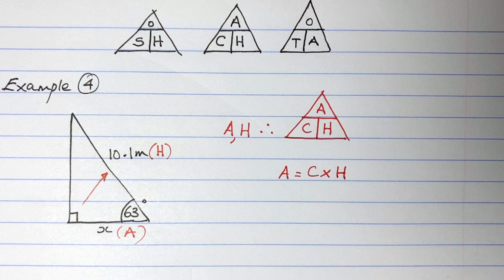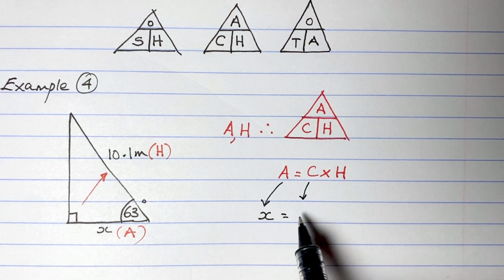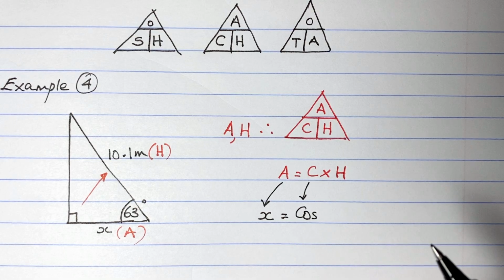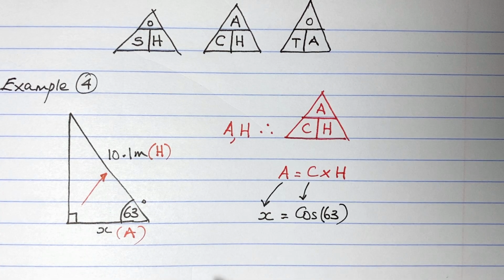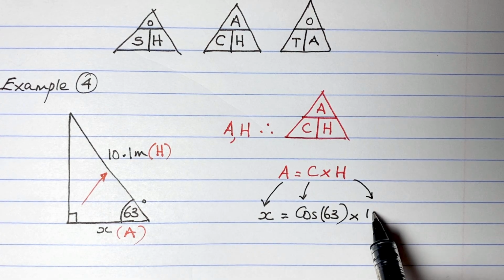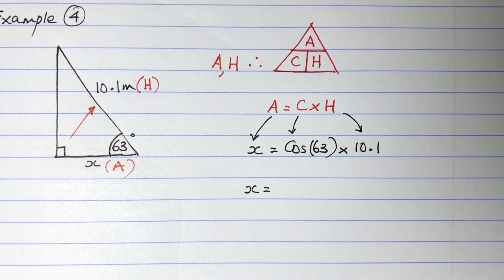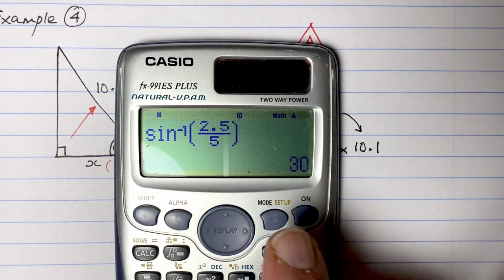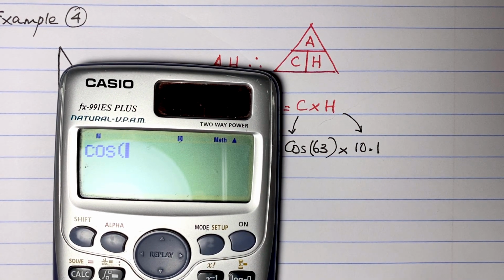I'm now going to replace. A was labeled letter X, could be labeled any letter. C is cos of a certain angle. C for cos, and you can't just write cos. It becomes meaningless unless you tell me cos of what angle you want to look for. So we got cos 63 times, and H is 10.1. So all you have to do now, go to the calculator. So we have cos of 63. Make sure you close the bracket. Times 10.1.